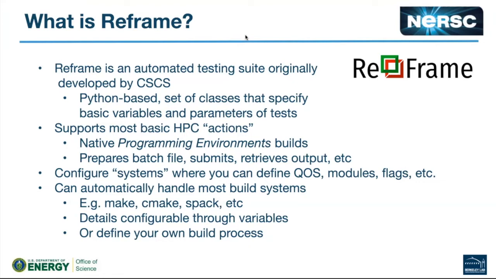CSCS is an HPC center, so it supports most basic HPC actions. You can do things like native programming environment builds, like it understands PrgEnv-gnu, and it can understand things like CMake and do automated builds that way, just by telling it the build type is CMake, which is really nice. So for each test, it prepares a batch file, then it submits the batch file, and it waits and retrieves the output, and then checks it for sanity with a sanity function that you give it. And then based on that, it lets you know whether the test failed or passed.